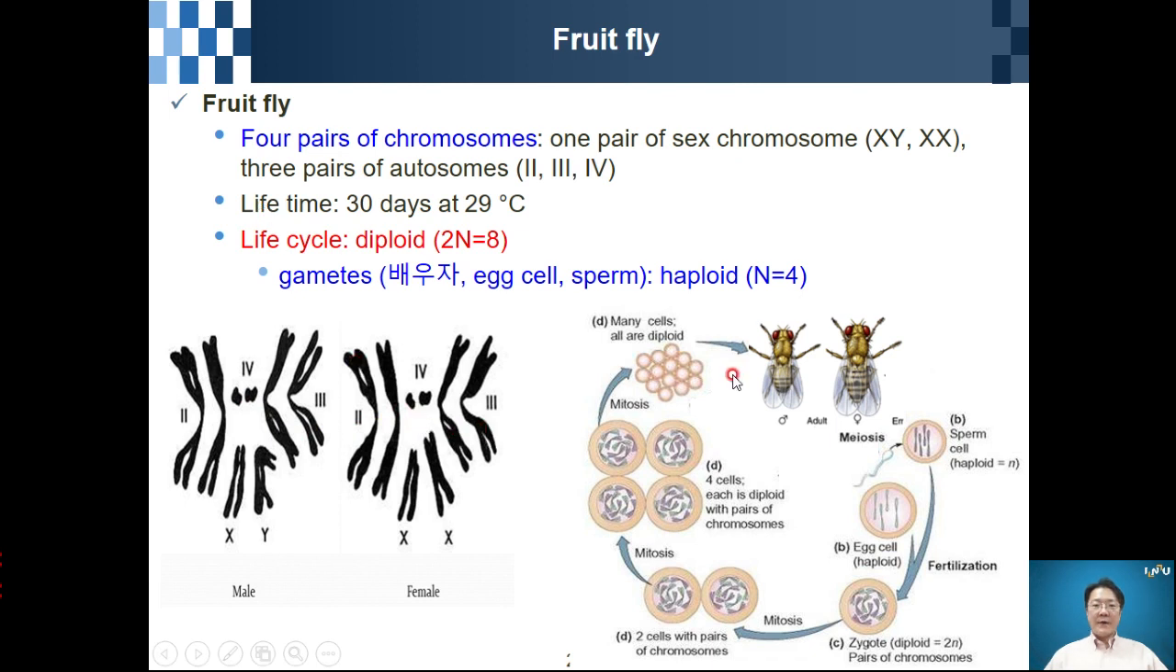Their lifetime is 30 days at 29 centigrade. Their life cycle is in the diploid status, from the zygote to adult. Their diploid status, 2n, is 8. However, when they are in the gamete stage, for example egg cell or sperm, they exhibit the haploid status. n is 4.